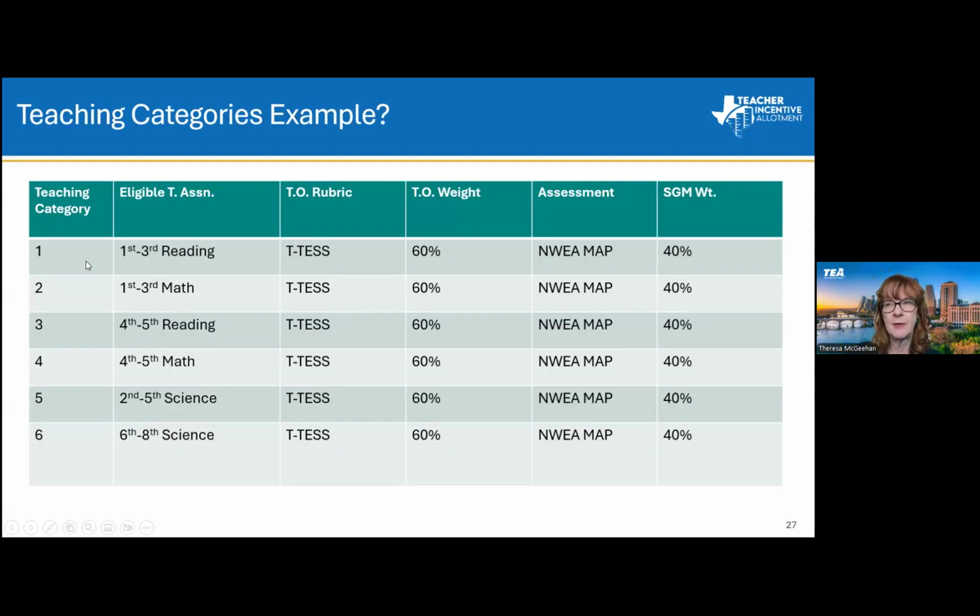This is one district's weighting tab. They have 6 teaching categories, ranging from first to third grade reading all the way down to sixth through eighth grade science. They're using t-tests for all of them. They're using a teacher observation weight is 60%. They're using MAP for all of them. And the student growth measure is 40%.